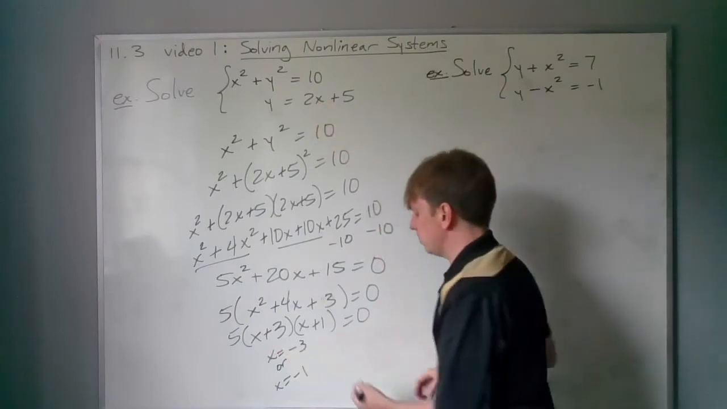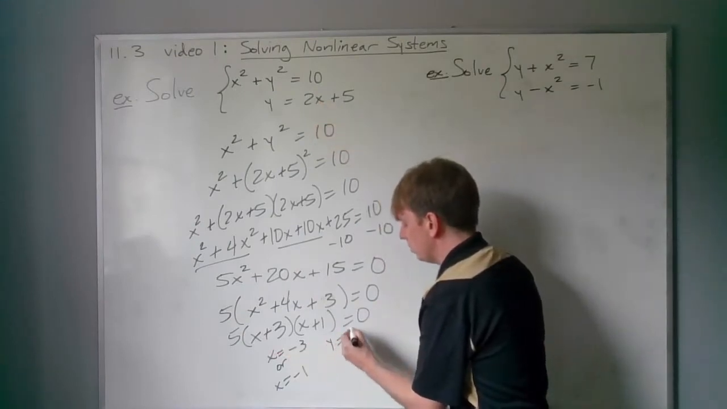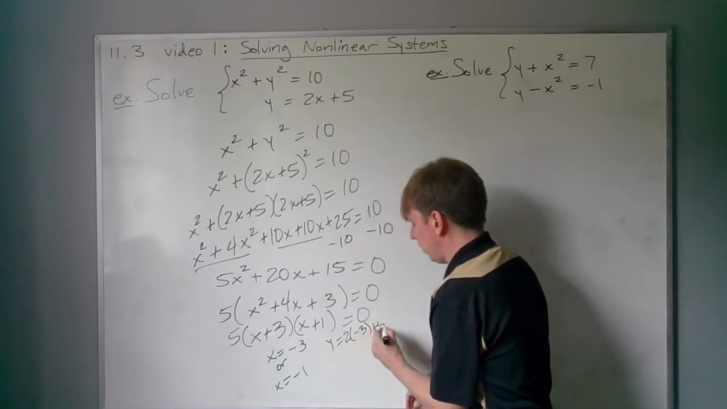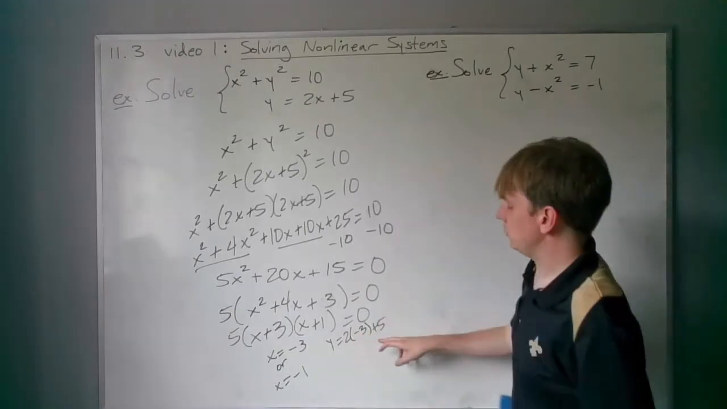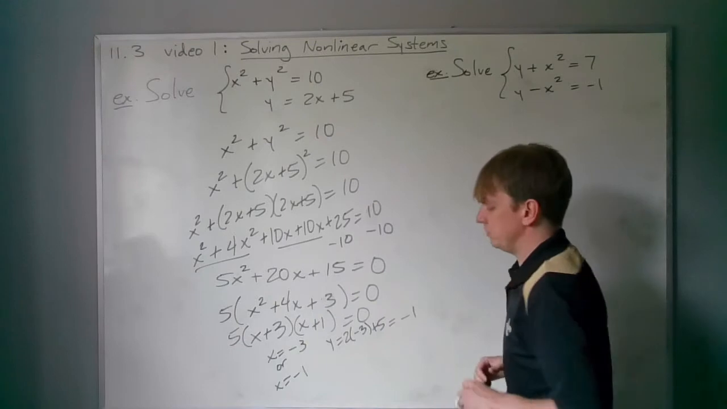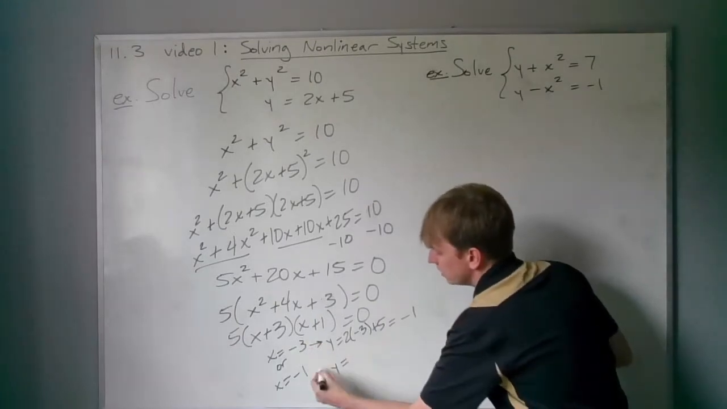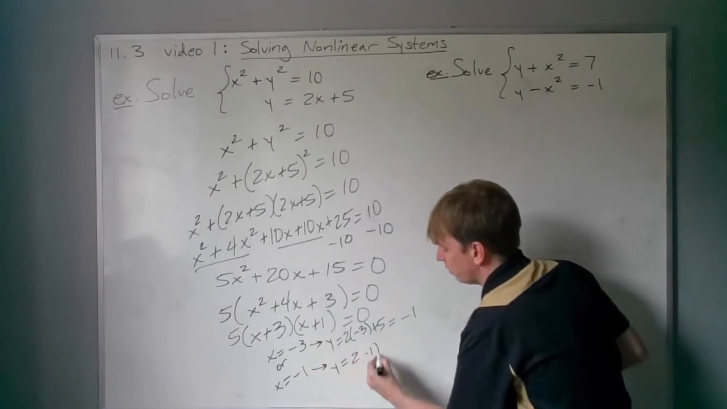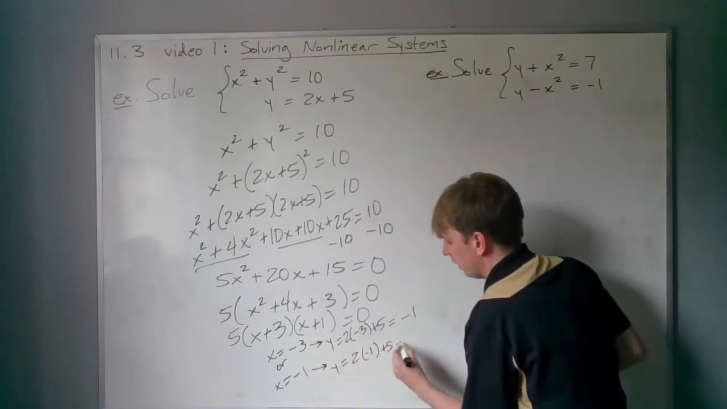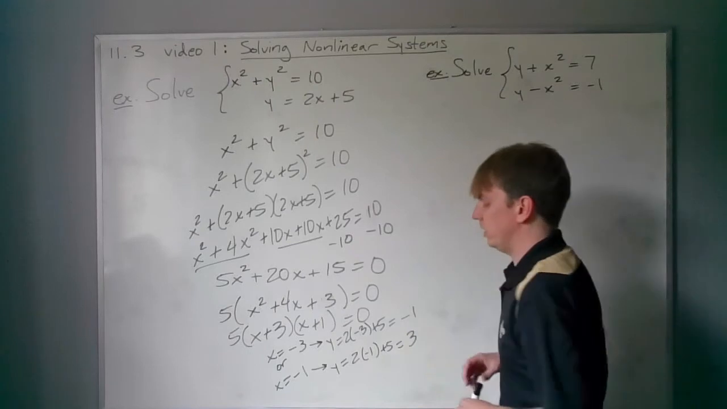So if x is minus 3, y is going to be 2 times minus 3 plus 5. Negative 6 plus 5 would be negative 1. If x is negative 1, then y is 2 times negative 1 plus 5. Negative 2 plus 5 would be a positive 3.